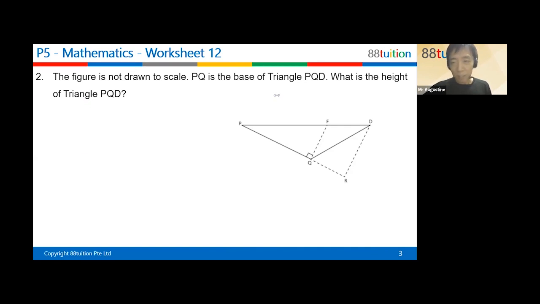Let's find out what this is all about. The figure is not drawn to scale. PQ is the base, so you can identify PQ first. Specifically, they want us to use PQ as the base of the triangle PQD. Now take note, the dotted lines are not part of the triangle. Meaning to say, the main triangle that we're dealing with is PQD, only these three main vertices. For point F and point R, they are just reference points for us to use.